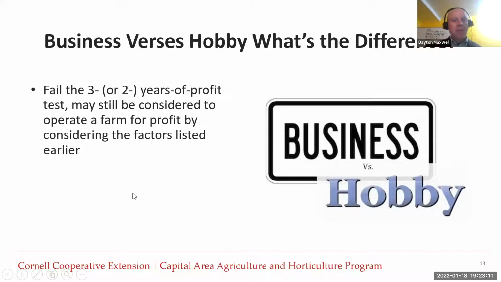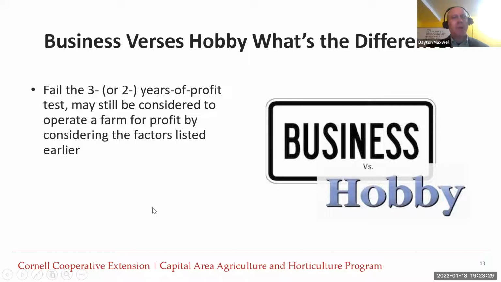However, if you fail the 3 of 5 or the 2 of 7, equestrian businesses may still be considered to operate a farm for profit if considering the factors listed earlier. So all the things that we talked about.